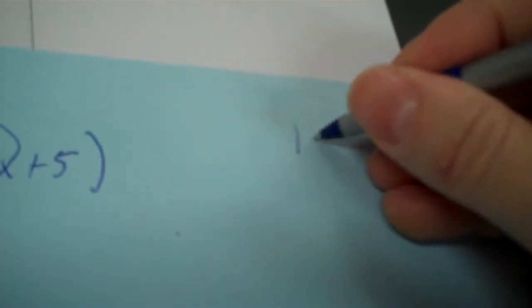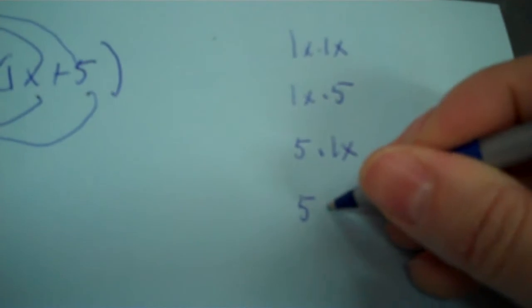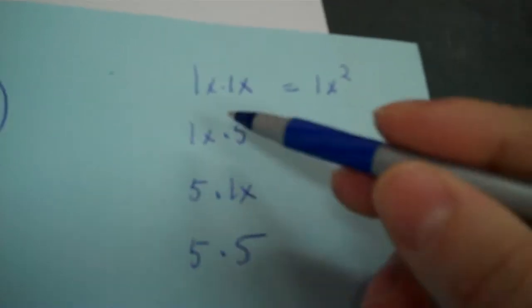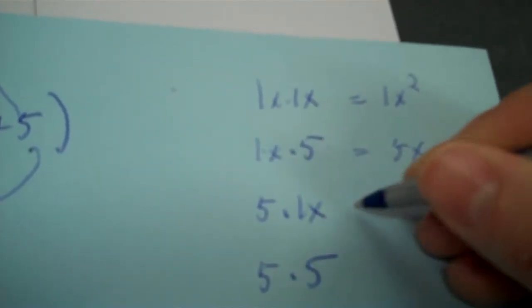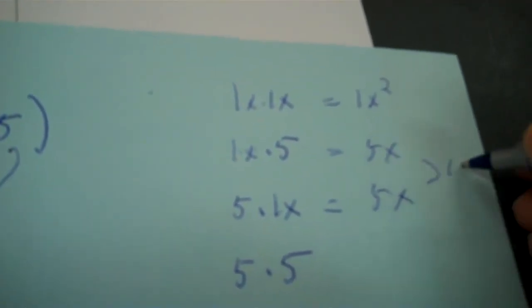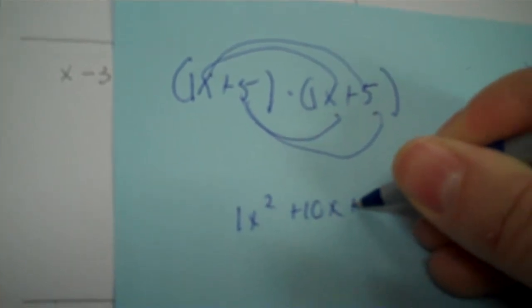So 1x times 1x, 1x times 5. Do it on the colored paper so you're not all over the place. That's just my recommendation, okay? So you can keep your paper cleaner and not get as confused. So this is 1, and x times x is x to the second. That's 5 with x. That's 5 with x. Those don't cancel, okay? Because 5 plus 5 is 10, okay? So put 10x. That's 25. So we have 1x to the second plus 10x plus 25.